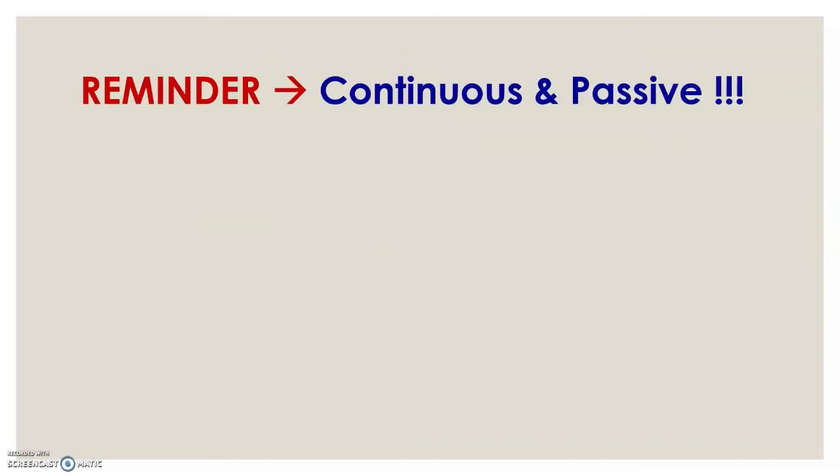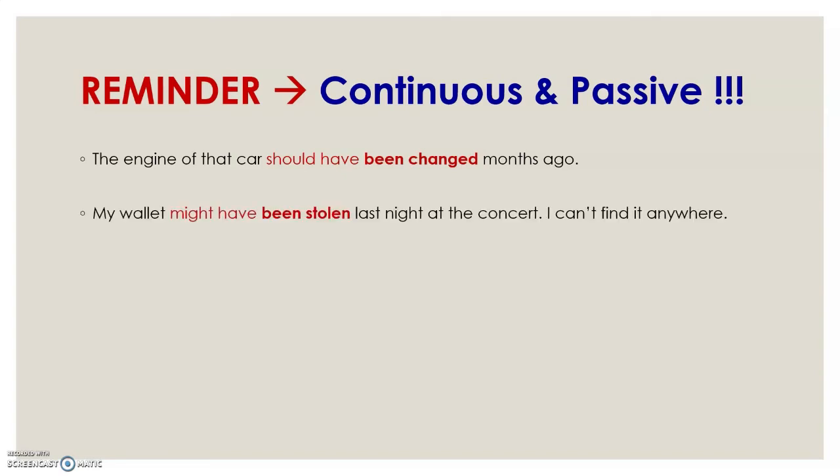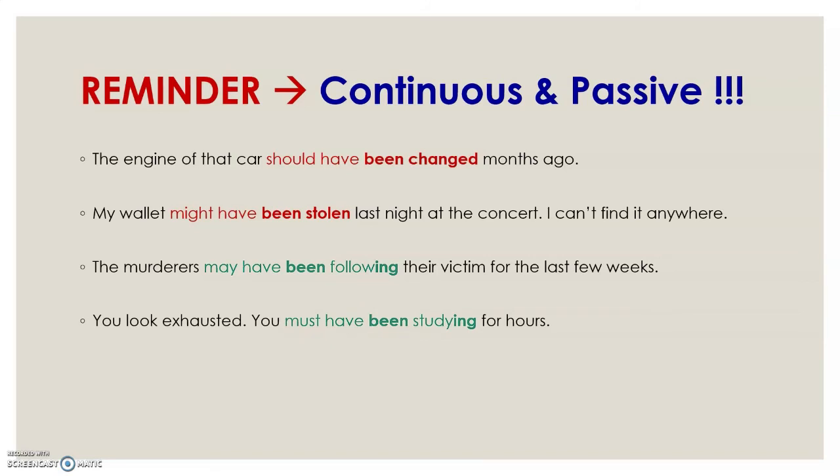Okay, remember that you can see the perfect modals in continuous and passive forms as well. Let's see some examples. The engine of that car should have been changed months ago. My wallet might have been stolen last night at the concert. I can't find it anywhere. These are passive examples. The murderers may have been following their victim for the last few weeks. You look exhausted. You must have been studying for hours. And these two are continuous forms.